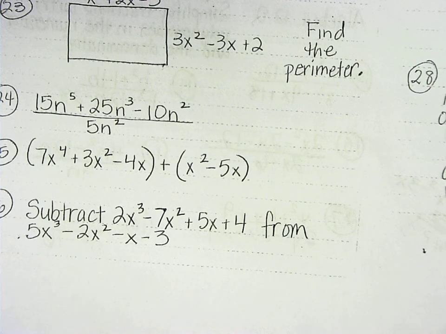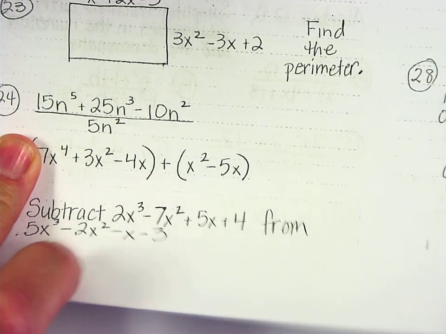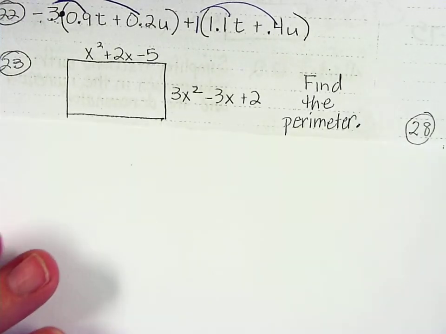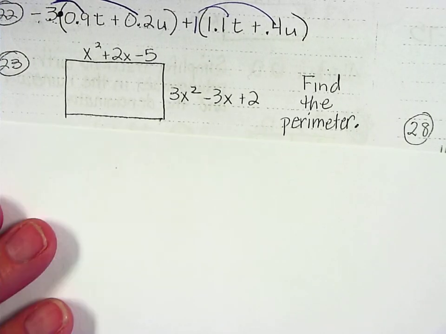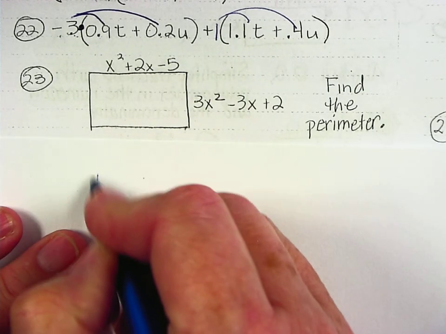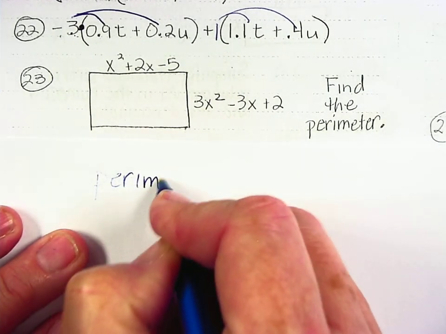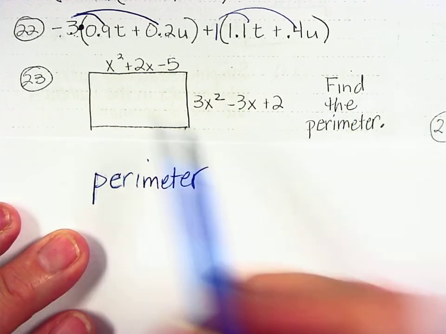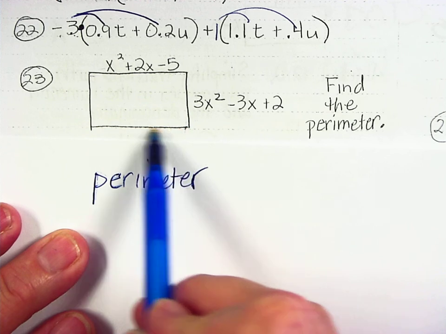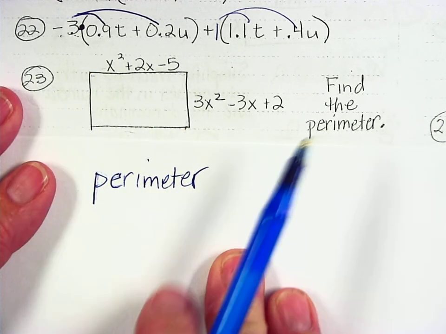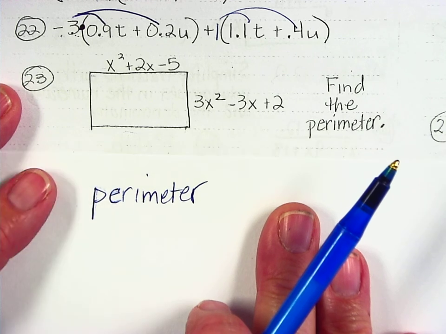Okay, we're going to finish up the final part of the Grading Period 4 Benchmark Study Guide. We're going to begin with number 23, which is a rectangle, and it says find the perimeter. Well, you have to know that perimeter is the distance around the outside of the rectangle. So that means I have to add all the sides together. Well, do I know the lengths of all the sides?